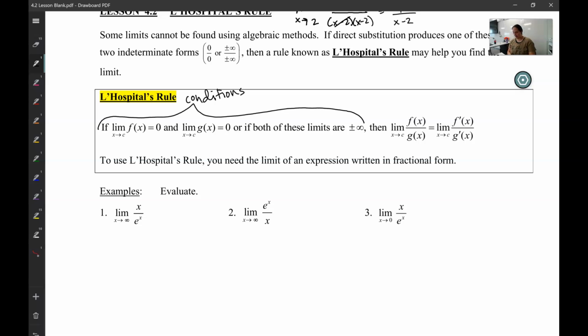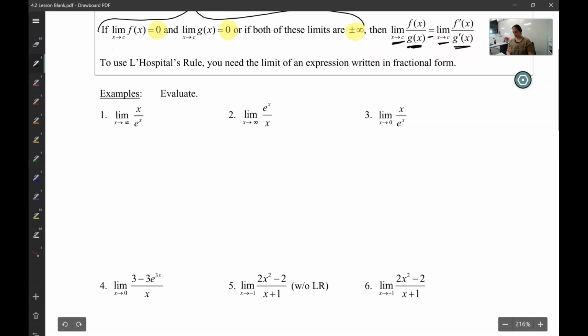If the limit as x goes to c of the top and the limit as x goes to c of the bottom are both 0, or if they are both plus or minus infinity, then the limit of the originals equals the limit of the derivatives. So we can take the derivative instead of simplifying and doing all that algebra. You can take the derivative instead and you should arrive at the same answer.